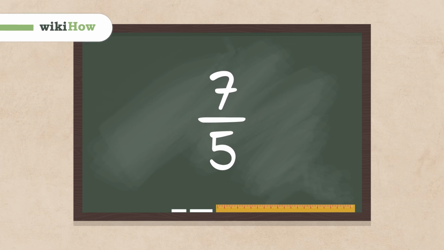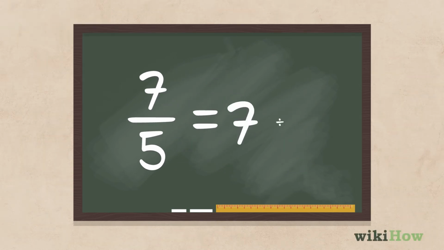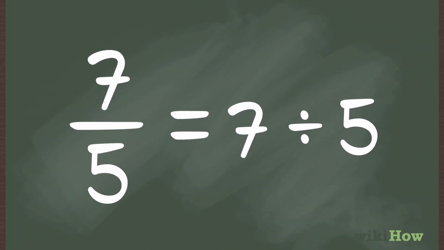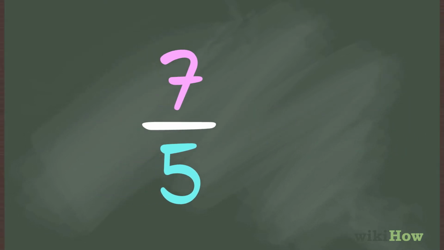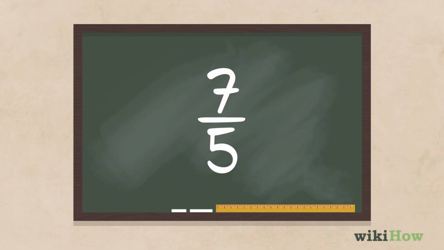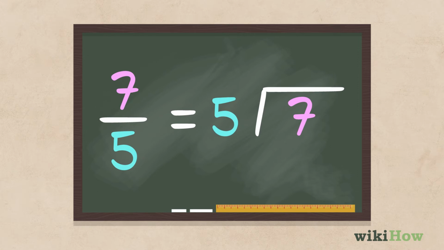To convert an improper fraction into a mixed number, start by writing the fraction as a division problem. Divide the numerator by the denominator. For instance, if the improper fraction is 7/5, write it out as 7 divided by 5.